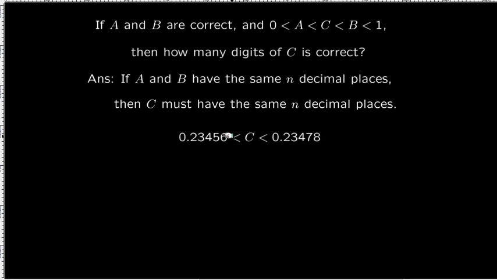So if A is 0.23456 and B is 0.23478, and we don't know what C is, but because this 234 and 234 is common, if you think about it a little bit, you can easily conclude that the number C must have the same three digits, 234, like this, and we don't know this one.